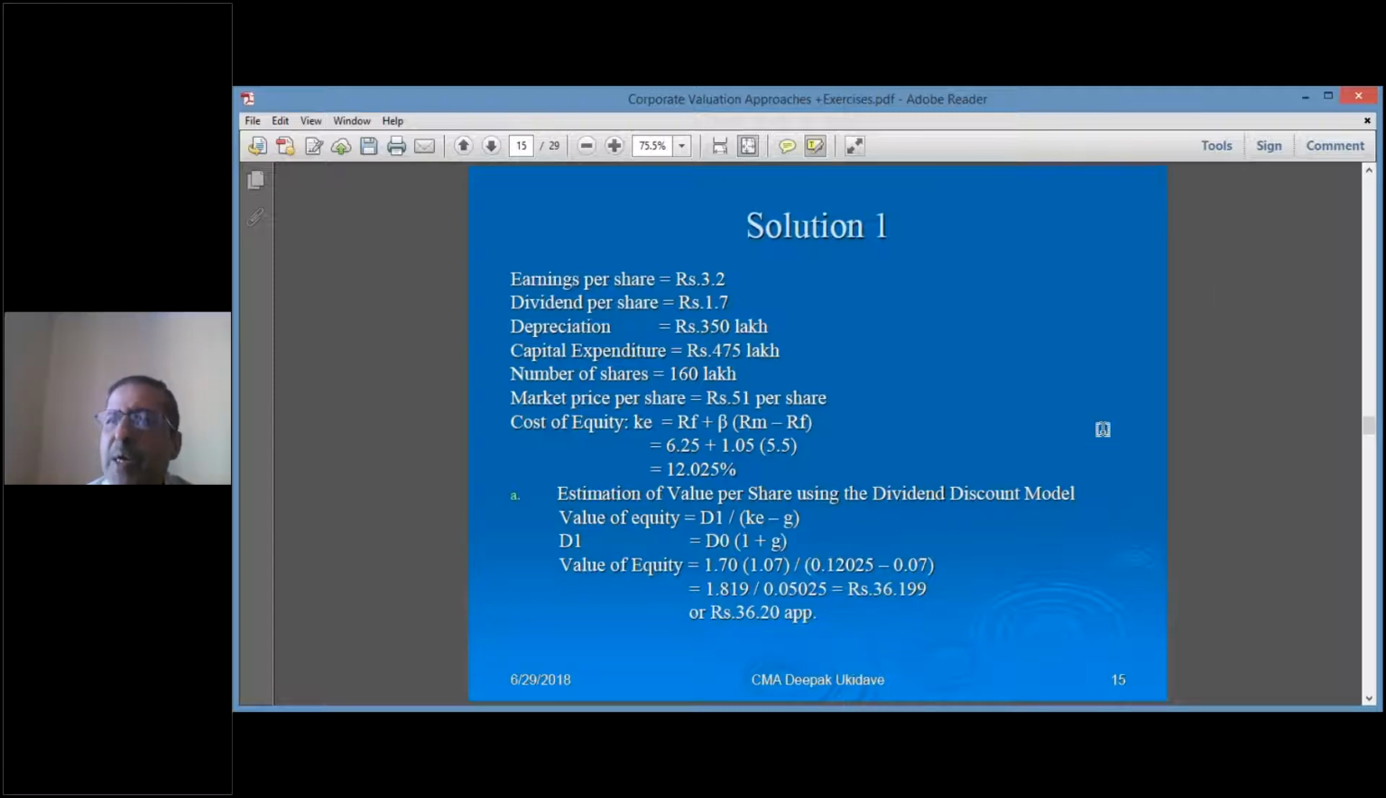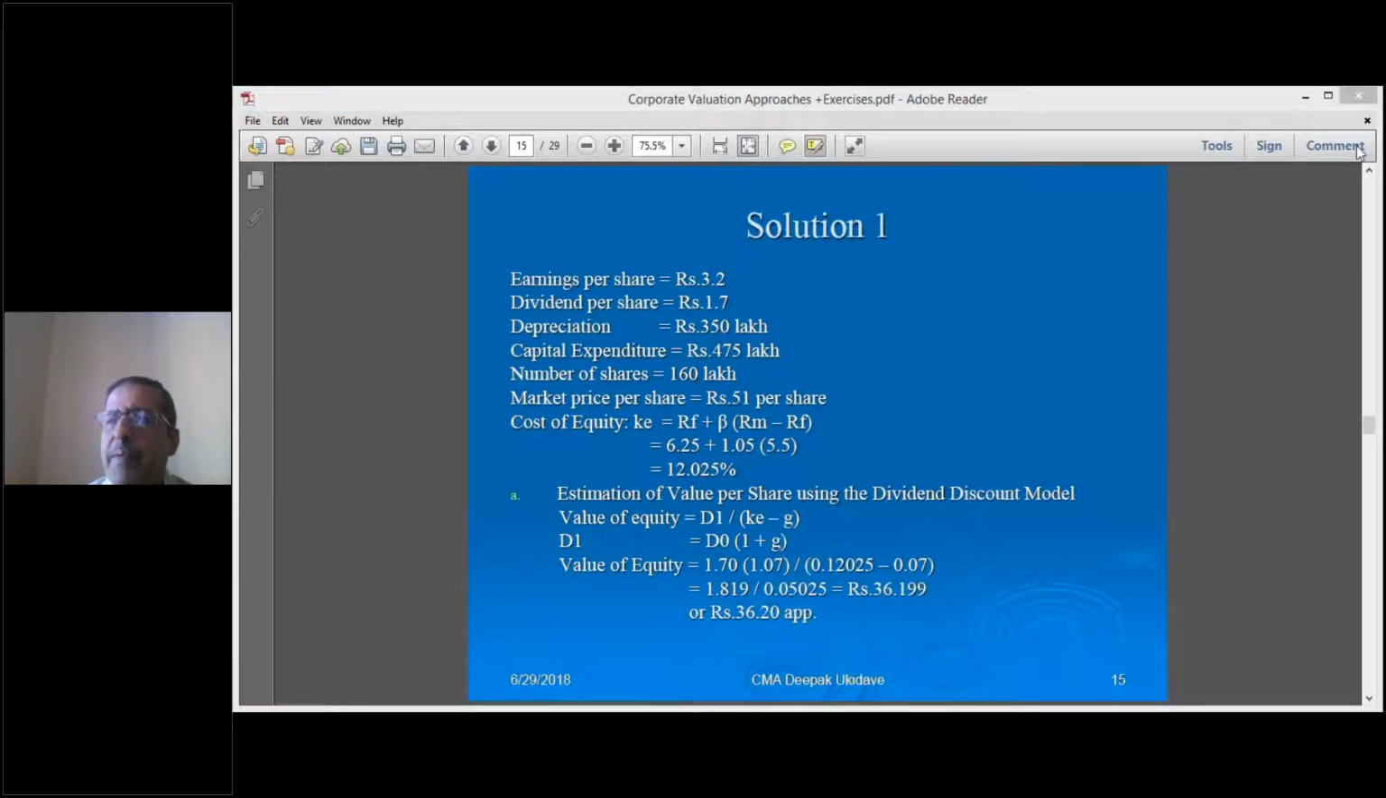Let me wait two minutes. Just check whether you are getting this 36.20 value of equity using the dividend discounting model. I will wait for you to calculate these figures on the calculator. Don't forget that there is a percentage in the denominator.